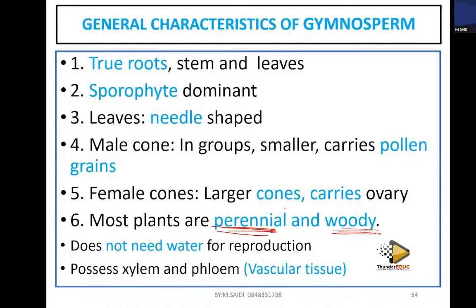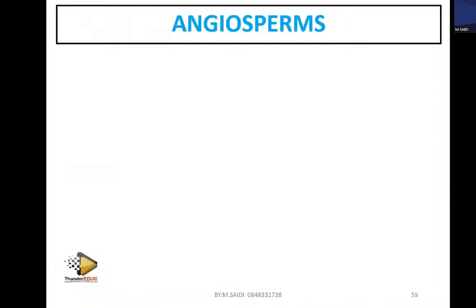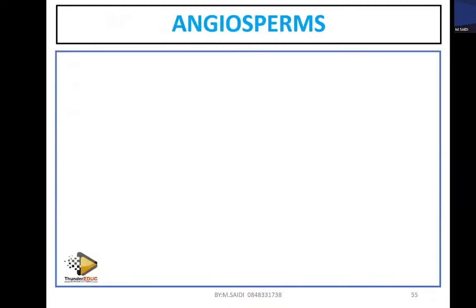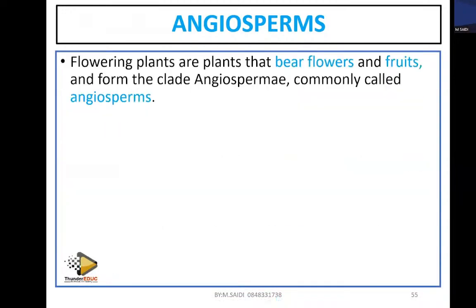Xylem and phloem, yes, what about them? They do have the xylem and phloem. It means that they have a vascular bundle. We talked about it. Lastly, let's talk about the angiosperms. Remember I said that these are spermatophytes. Angiosperms means plants which bear flowers, and these flowers have fruits. These plants have fruits. It means that the seed is enclosed.